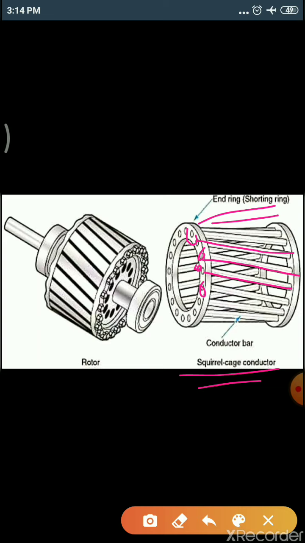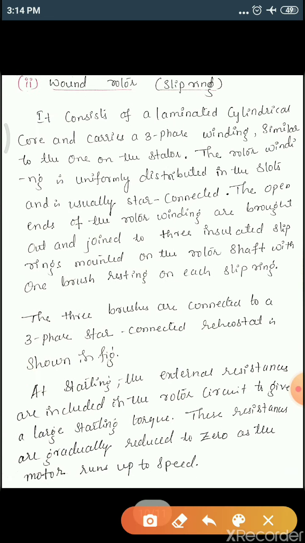If you have this squirrel cage rotor in a three-phase induction motor, then that induction motor is called a squirrel cage induction motor. Let's see the next one, the wound rotor type. This is also called a slip ring induction motor.